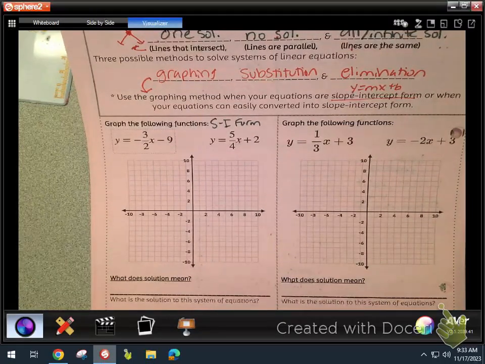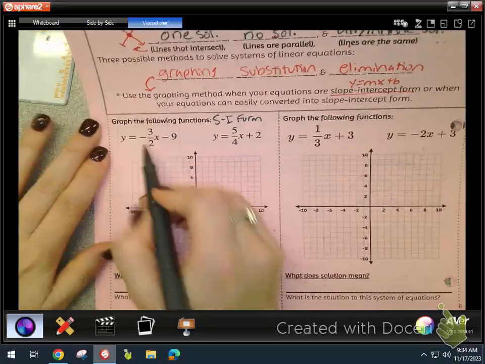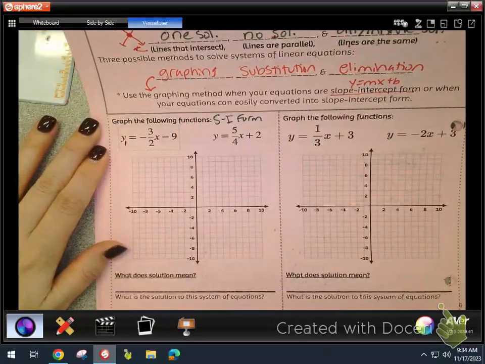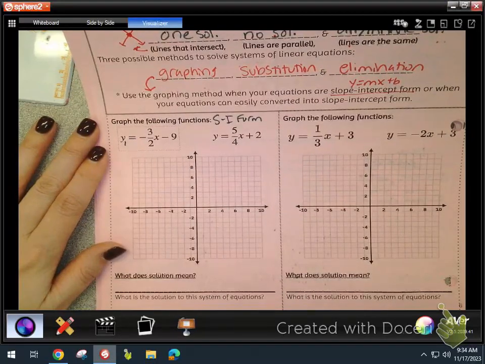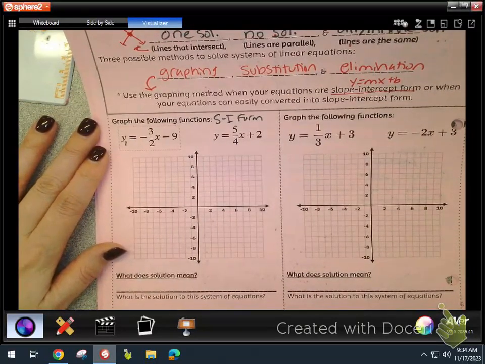There's two. We're going to graph one at a time. So let's start with the first one. I'm going to call this Y1, and put a little 1 right there because it's the first line that I'm graphing. It doesn't matter which one you pick as your first. What's the y-intercept of Y1?